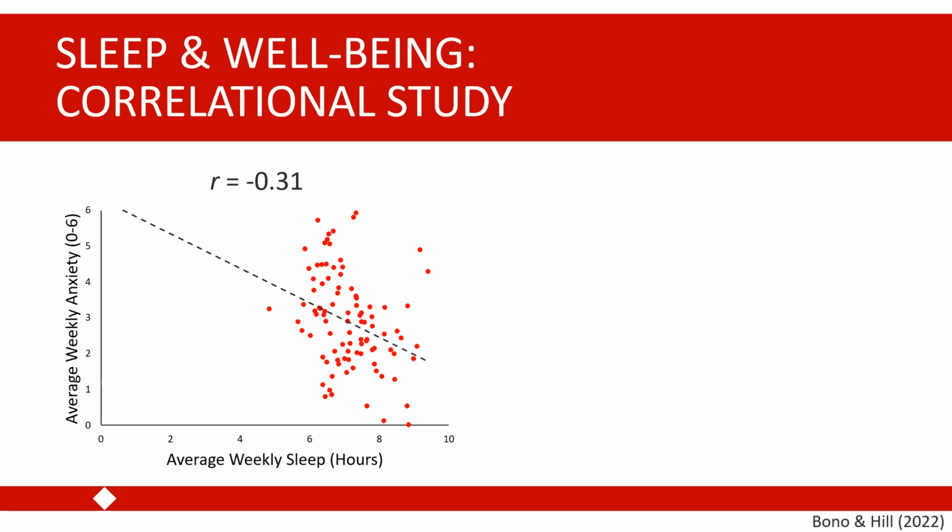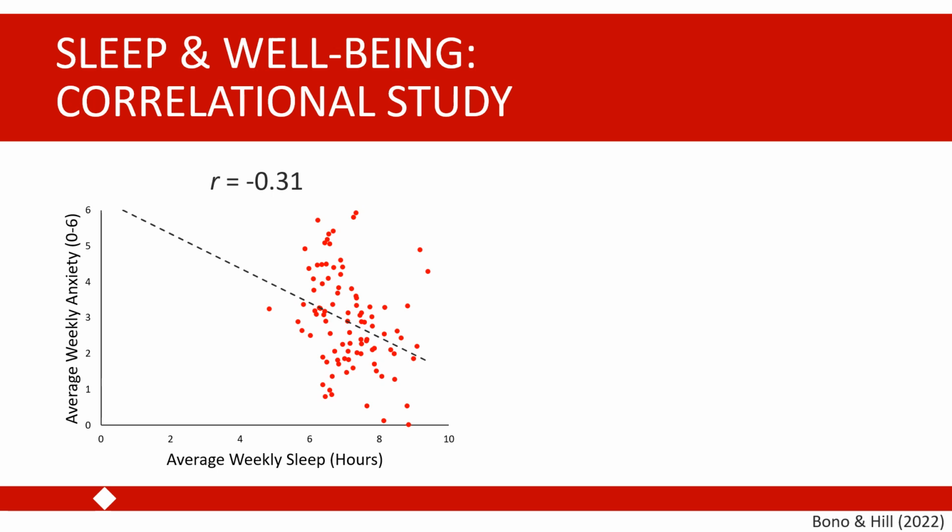So the correlation between these two variables in this study was negative 0.31. So this was a statistically significant correlation. These variables are associated with one another. It's an inverse correlation. So as average weekly sleep increased, students are reporting lower levels of anxiety. And this correlation is in the small to moderate range. So it is not very close to 0. But it's also pretty far away from -1. So this is a relatively small inverse correlation between average weekly sleep and the level of anxiety that these college students are reporting.